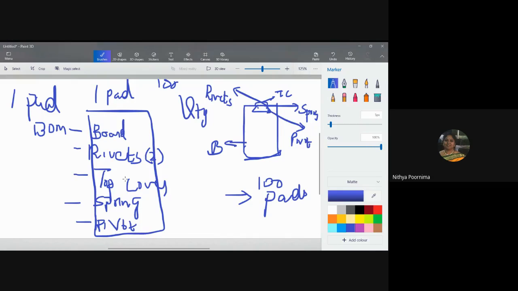How many boards do you need if you want to make 100? If your customer needs 100 pads, then 100 boards. Rivets, 200. Top cover, 100. Spring, 100. Rivet, 200. Pivot, 100.